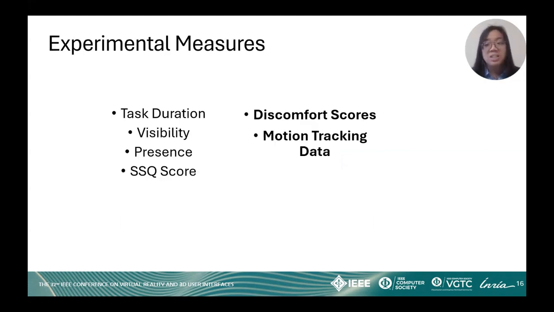Each experiment collected the following measures. However, in this analysis, we were only interested in the discomfort scores collected at the end of each trial, as well as the motion tracking data from the session. We did not aggregate the per-trial discomfort scores and instead looked at the individual ratings per trial. This allowed for a finer-grained analysis of data across all trials, seeing how discomfort changed over the course of exposure.